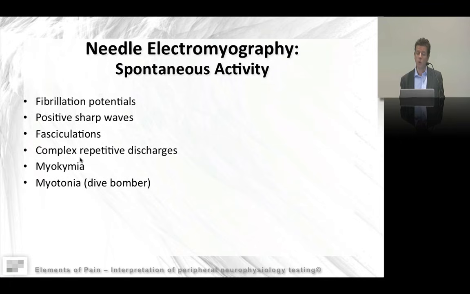CRDs are present in very prolonged or chronic neurogenic conditions. Myokymia is very uncommon and seen with radiation-induced damage, and myotonia, which is a very unusual pattern of muscle fibre activity, is seen with the myotonic conditions, in particular myotonic dystrophy.